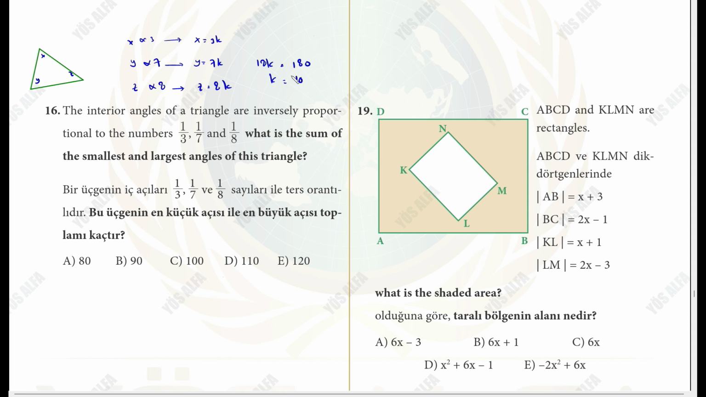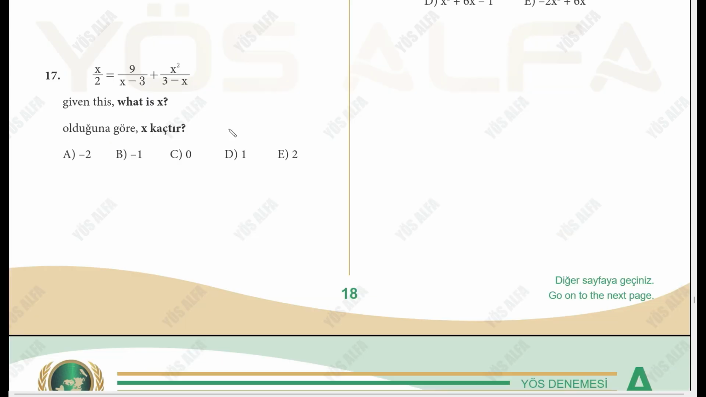So k is 10. The question asks the summation of the smallest and largest angle. So the smallest angle is 3k and the largest angle is 8k. The summation is 11k. So k is 10. The result is going to be 110. Number 17. Given this expression, what is x? X over 2 is equal to 9.